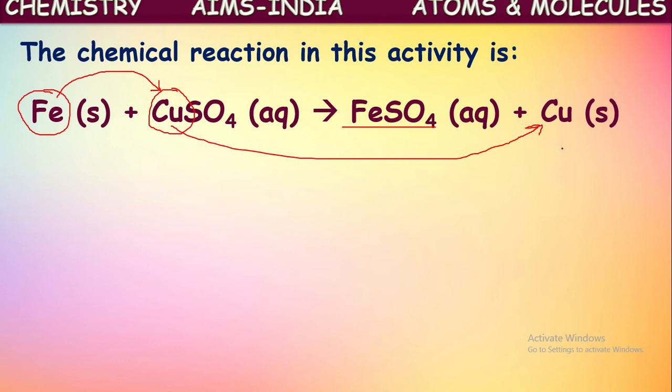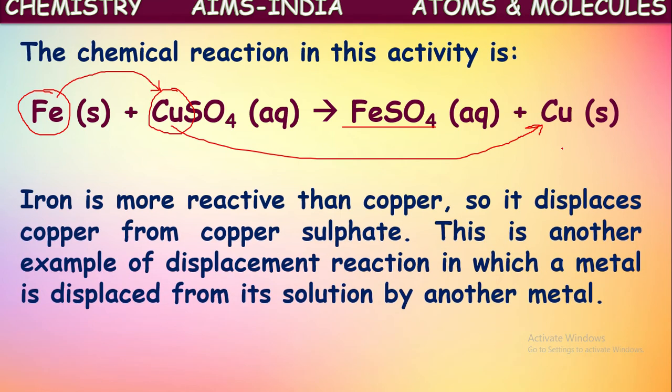Metal displacing metal. Iron is more reactive than copper, so it displaces copper from copper sulfate. So this is another example of a displacement reaction in which a metal is displaced from its solution by another metal.